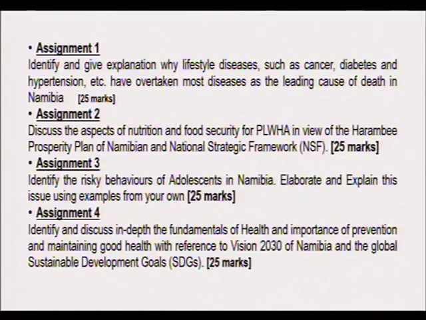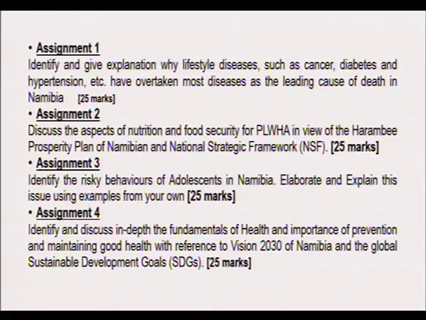As we go through the presentation, I'm going to explain in detail exactly what these lifestyle diseases are, and how it is very important to know that most of these lifestyle diseases are the leading cause of death in Namibia. So it's very important that in your assignment you look at what the lifestyle diseases are, how people get these lifestyle diseases, and why they get them.